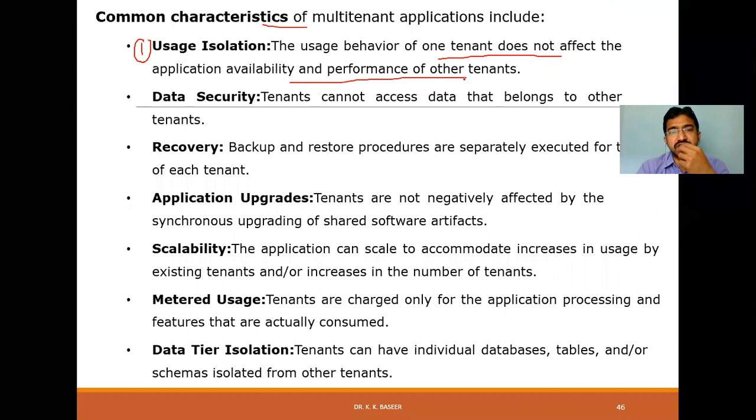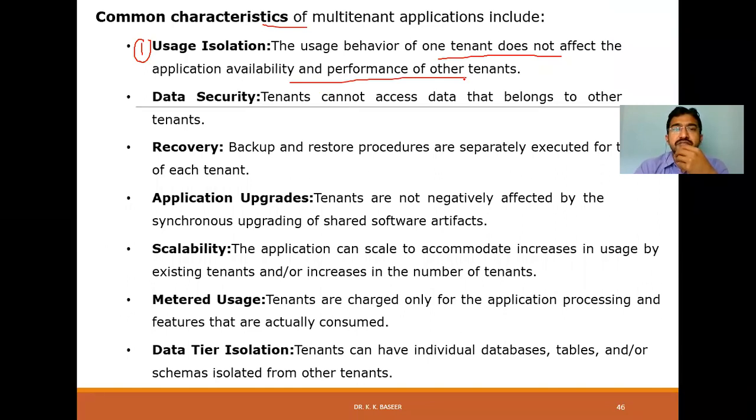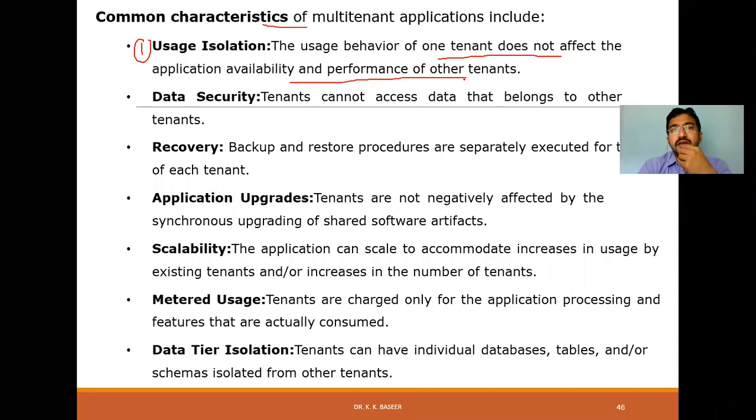Obviously, isolation means your WhatsApp, your PhonePe is your headache. Whatever users and groups you have are your own. The availability and the performance of WhatsApp don't depend on each other. How many users there are for WhatsApp doesn't matter. Your application is installed in your own mobile, so it's not connecting to the other WhatsApp apps on other mobiles. That's why the behavior does not affect the application's performance or availability. That is called usage isolation.